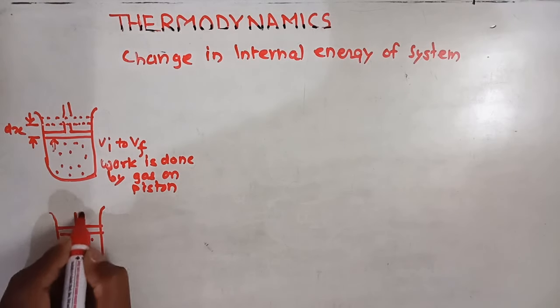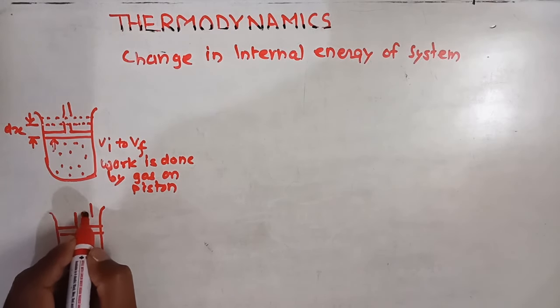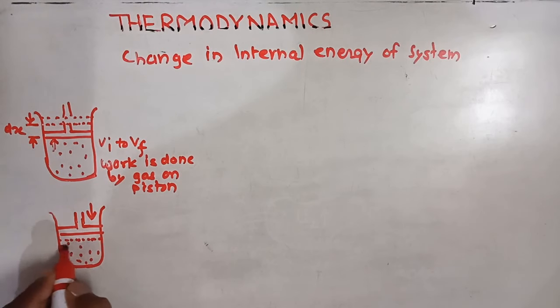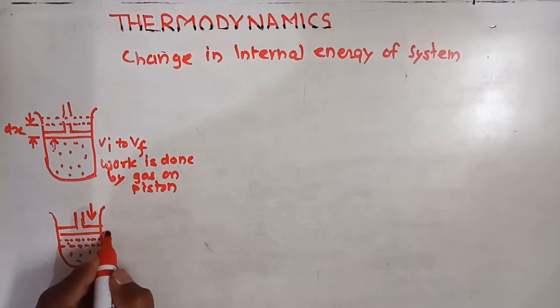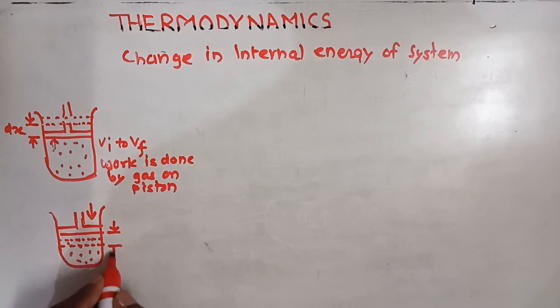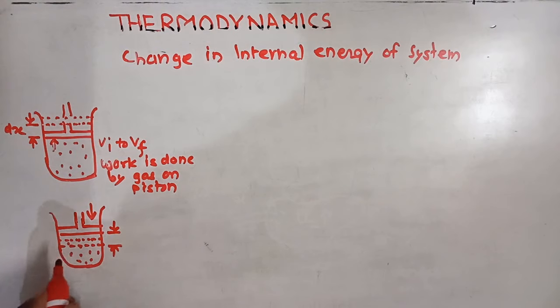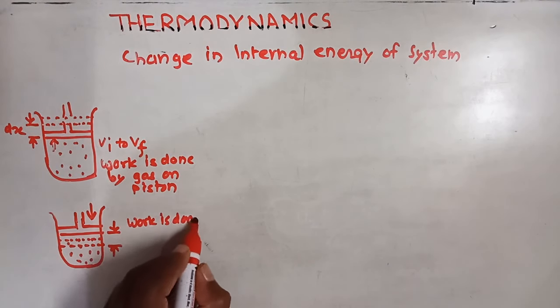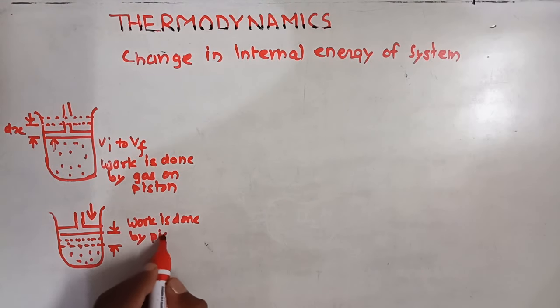And suppose in the second case, we push this piston in downward direction, so that these are the new positions of this piston. The piston is displaced by this much distance. This is the distance. In this case, the gas is compressed. So in this case, work is done by piston on gas.